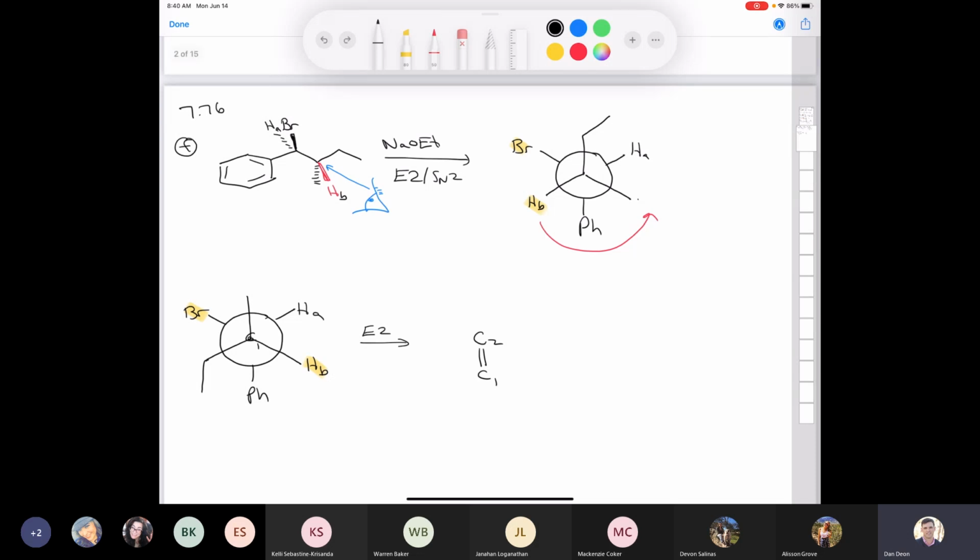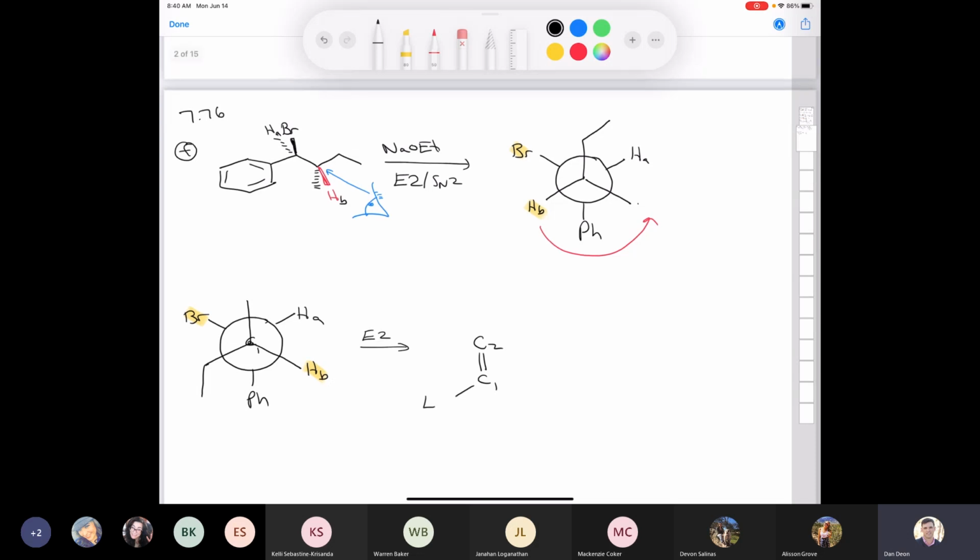Maybe I'll just write ethyl like this, okay? And on C2, you've got the phenyl on the same side, like that. On C1, we also have a methyl group over here, okay? And then we have HA going in the back like this. So, you could also write it like this if you want to.